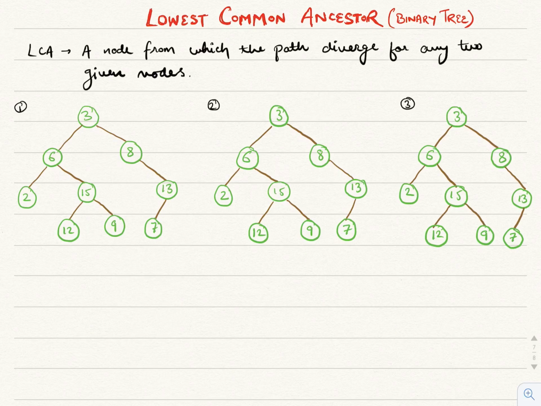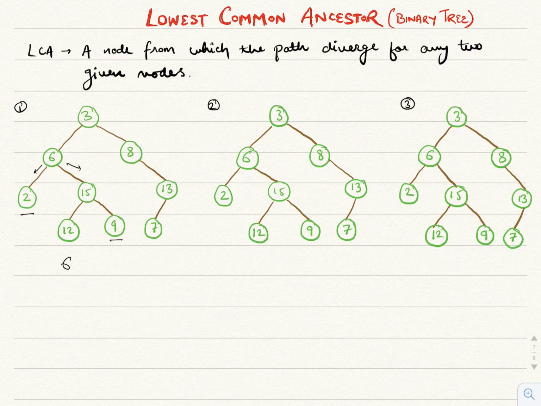Hi everyone, let's look at the lowest common ancestor problem of a binary tree. A lowest common ancestor is a node from which the paths diverge for any two given nodes for whom the LCA is required. So for example, in the first binary tree, the lowest common ancestor for 2 and 9 will be 6, because here from 6 the path diverges for these two nodes.